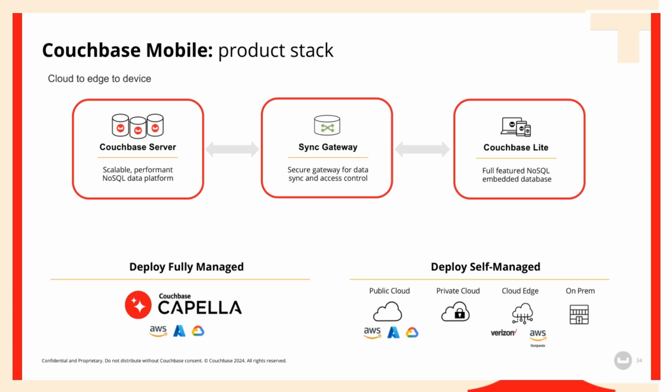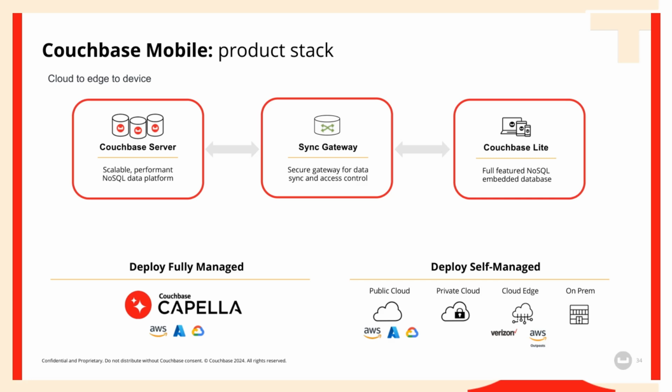And the capabilities can be deployed 2 ways: fully managed with Couchbase Capella, where Couchbase Server is known as Capella and Sync Gateway is known as App Services in the managed model. Or you can choose to deploy self-managed, and this is where you would install Couchbase yourself on public or private clouds, or on a cloud edge service, or on-prem. And another unique advantage here is that you can even combine the hosted model and the self-managed model for very bespoke hybrid topologies.